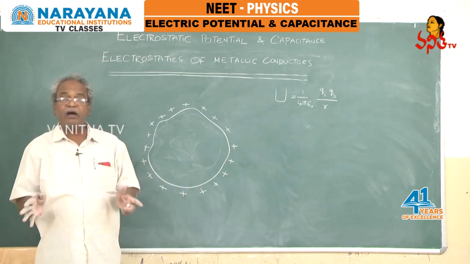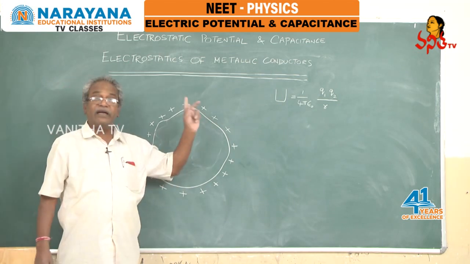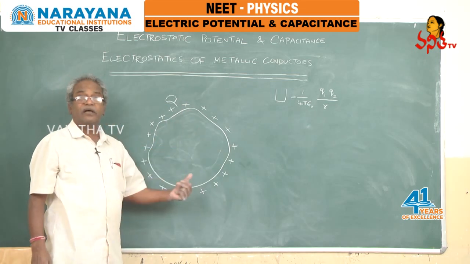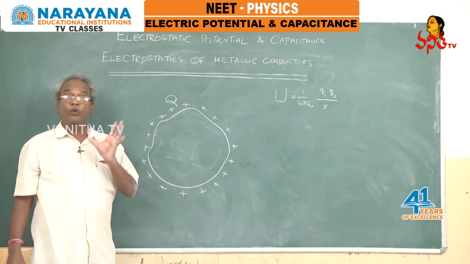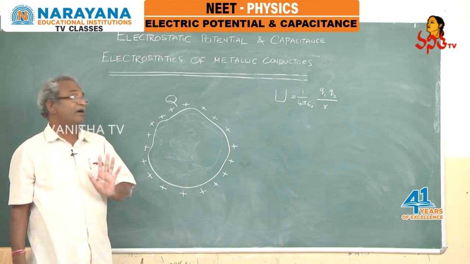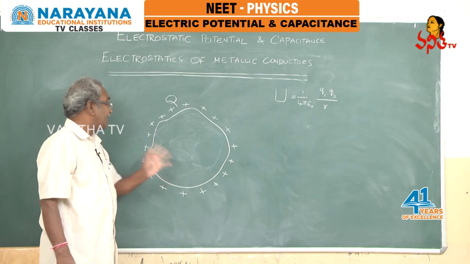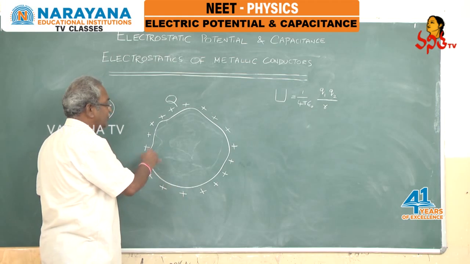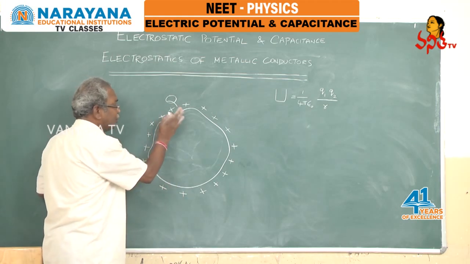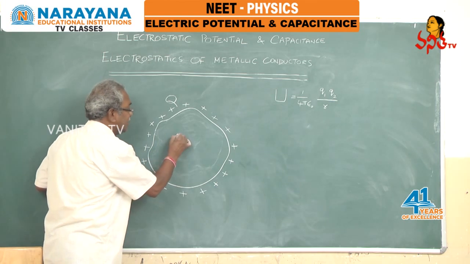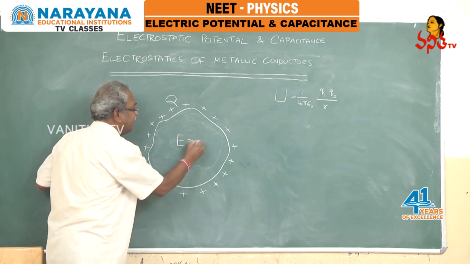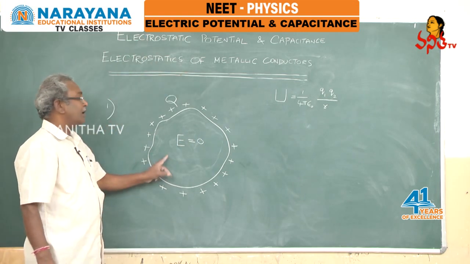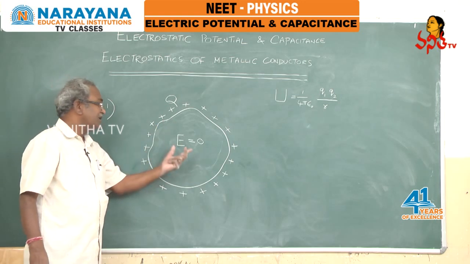So for any charged metallic conductor, the entire charge that is given appears on the outer surface only, to have minimum potential energy for the charge distribution. For that reason, one point we can tell here is the entire charge is on the outer surface only. No electric charge, no electric lines of force inside. So E equal to 0 at every point inside. Inside a charged metallic conductor, electric intensity equals 0.